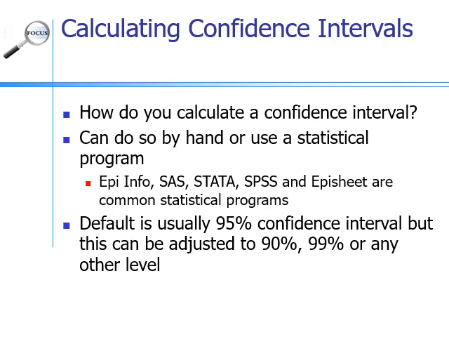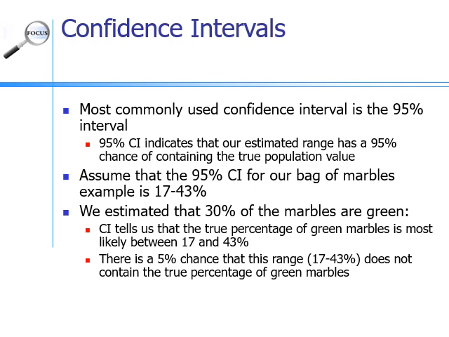Calculating a confidence interval can be done using EpiInfo, SAS, Stata, SPSS, and the EpiSheet. Those are common statistical programs, but you can always go to the internet, search for a calculator for the confidence interval, and you just have to input your values and choose whether it's 95, 90, or 99. But the most common is the 95.